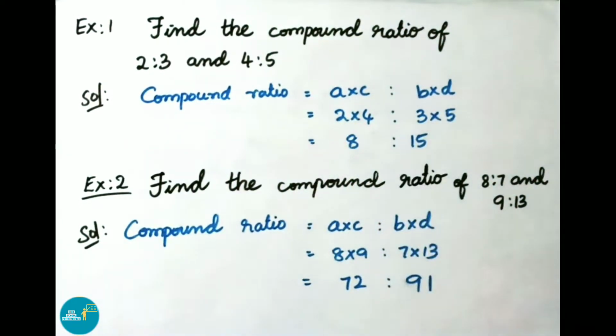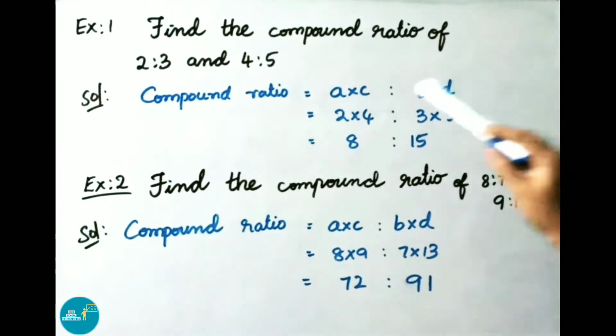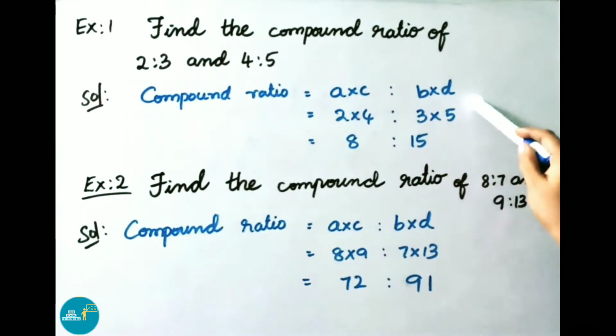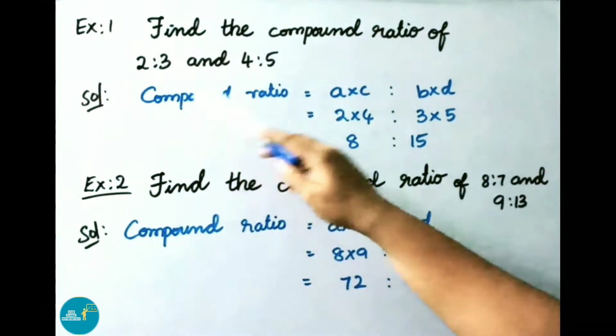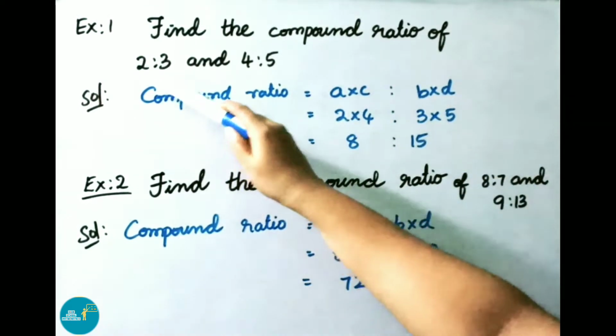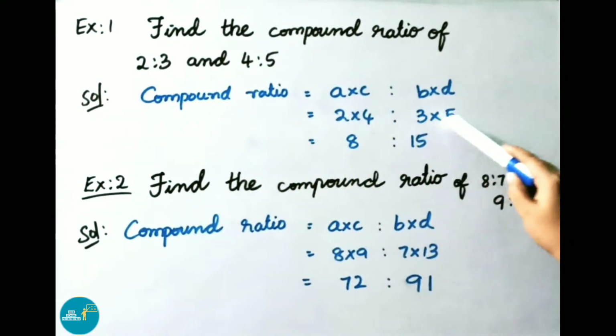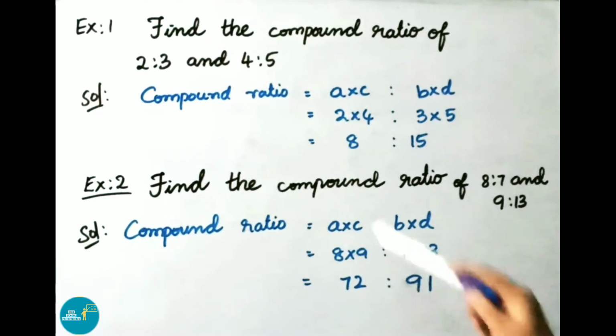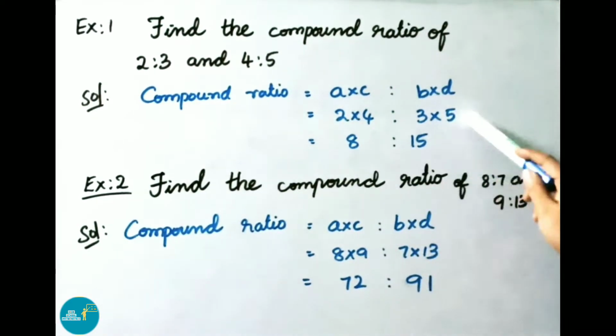Compound ratio equals product of antecedents is to product of consequents, that is, A into C is to B into D. From the given ratios, A and C are 2 and 4, so 2 into 4 is to B and D are 3 and 5, so 3 into 5. That equals 2 4s are 8 is to 3 5s are 15. Therefore, the compound ratio is 8 is to 15.